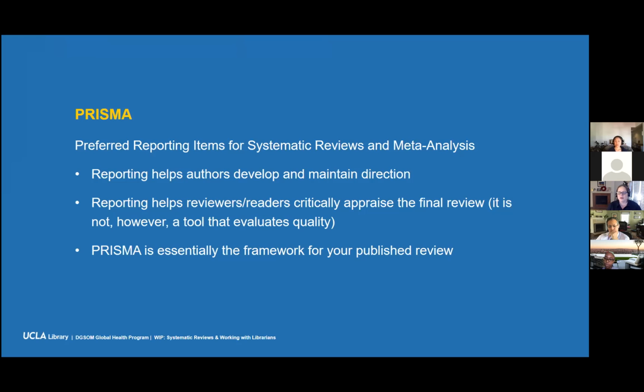Prisma protocols and Prisma guidelines are often required by many, if not most, of the major journals that publish systematic reviews. And so they will ask you if this was a Prisma compliant study and ask you to link to your protocol potentially as part of the submission process. So it helps you set out at the beginning what are your primary and secondary outcomes that Ami discussed earlier. It helps reviewers and readers critically appraise the final review.